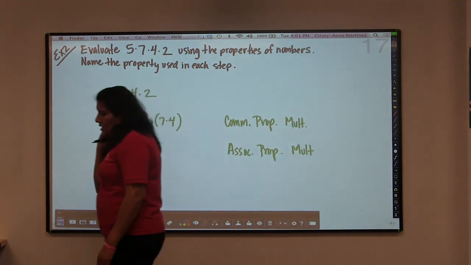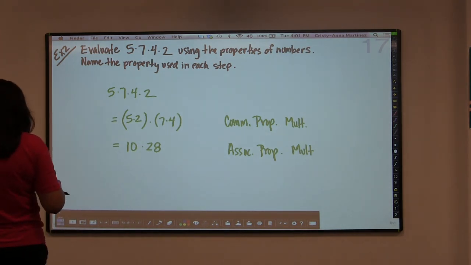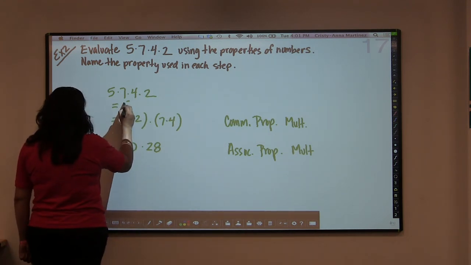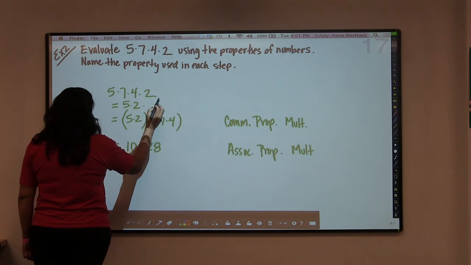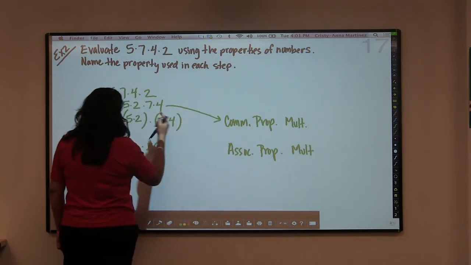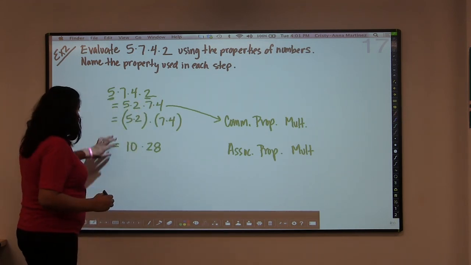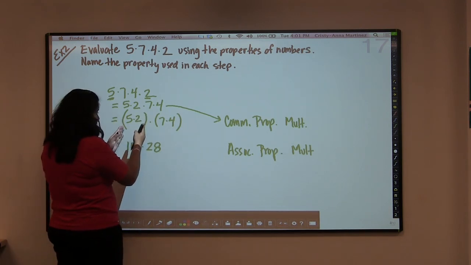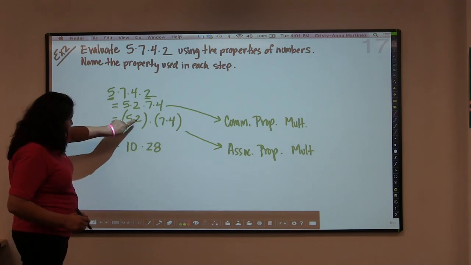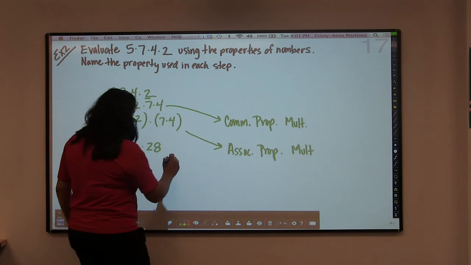Alrighty. I actually missed a step right here that I wanted to show you. 5 times 2 times 7 times 4. This is actually the commutative part where I switched the order of the 5 and the 2. And then the fact that I put the parentheses around the 5 and the 2, that's the associative property there. And now I'm going to replace 5 times 2 with 10, because I know that 5 times 2 is the same thing as 10, and that's substitution.